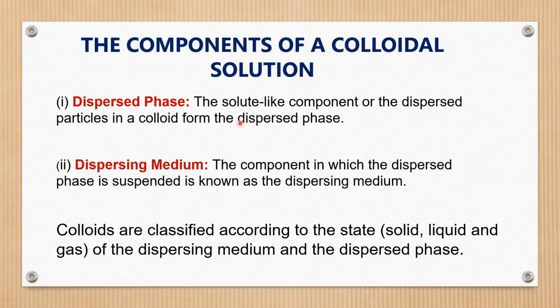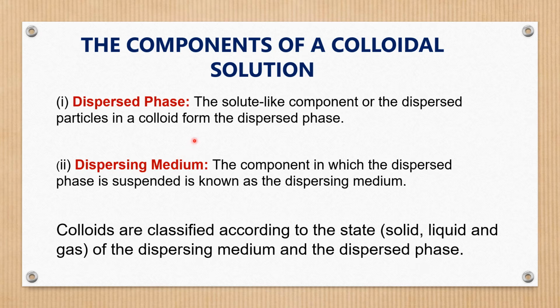The components of a colloidal solution. When we studied solutions, we studied that a solution has two components: solute and solvent. In the same way, a colloid or colloidal solution also has two components. One is the dispersed phase and the second is the dispersing medium. The dispersed phase is like the solute in a solution, and the dispersing medium is like the solvent.